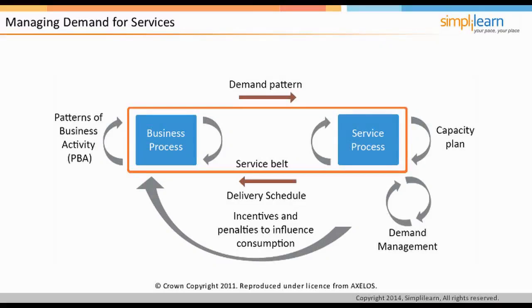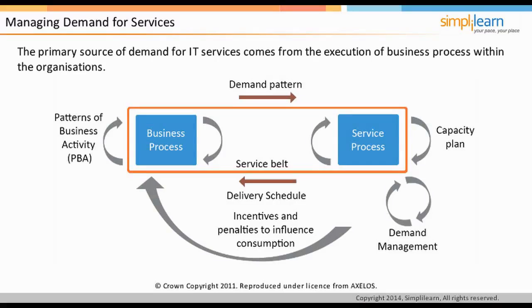The primary source of demand for IT services comes from the execution of business process within the organizations. Patterns of business activity influence the demand pattern. Service providers need to understand how the customer's business activity operates. This will help them improve the way in which capacity is planned and produced for any supporting services. This is achieved with the support of the Capacity Management Plan, which helps in the delivery schedule maintaining the service belt. A service belt is the concept which describes the ability of the business to increase its performance to be in the service industry.